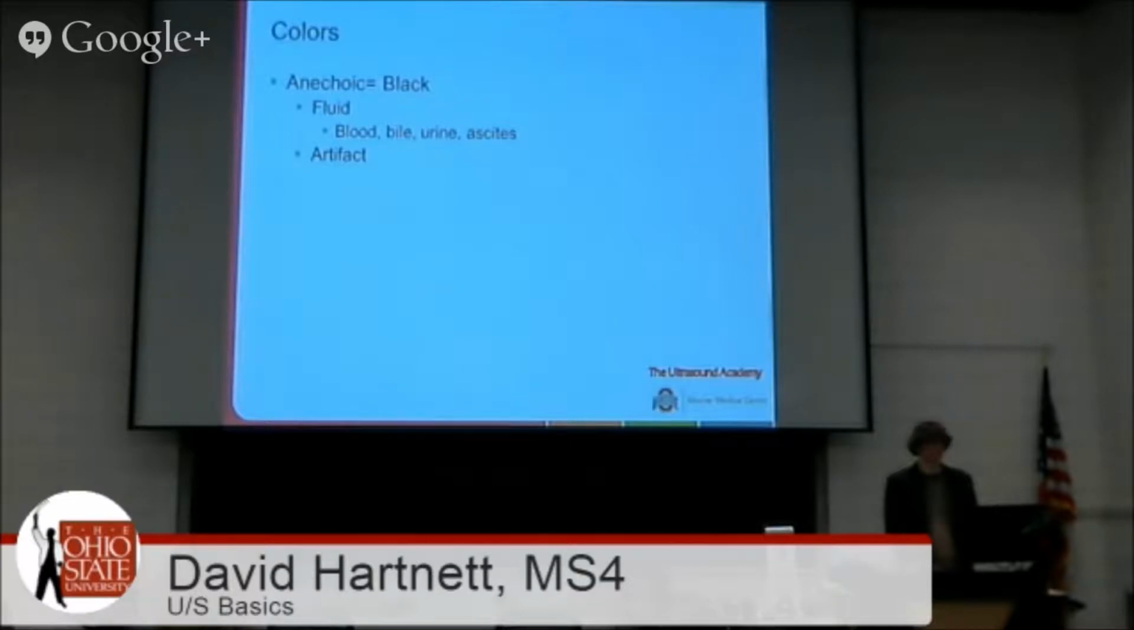This is going to mean that there are no echoes coming back. The sound wave travels straight through and is not reflected back. So remember the attenuation coefficient of water and blood is very low. Fluids are where we see black. But there are also artifacts in ultrasound. This is a very important part, especially in lung ultrasound, where we're trying to see the artifacts. And so the other thing that can be black is artifacts.